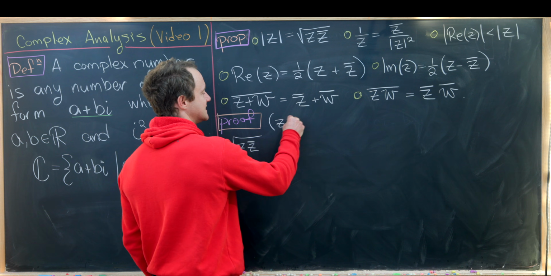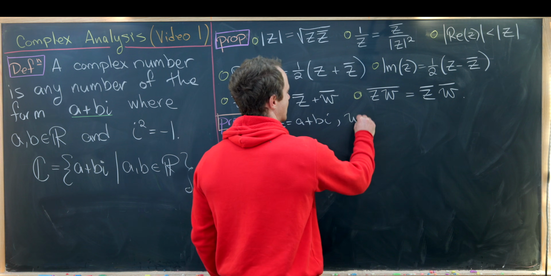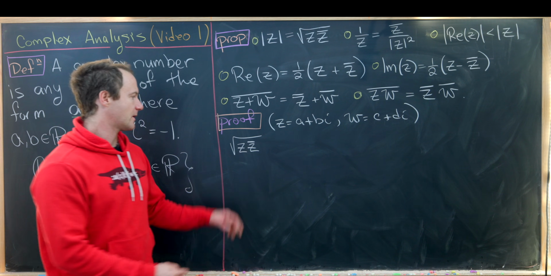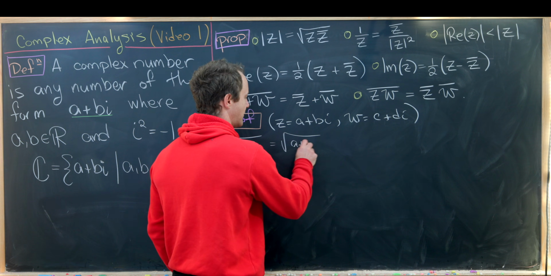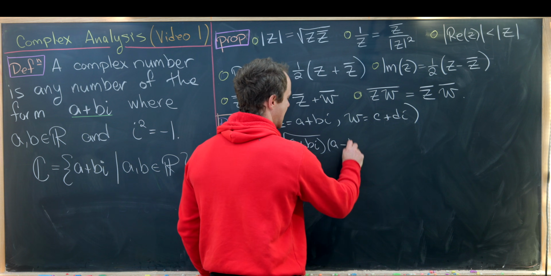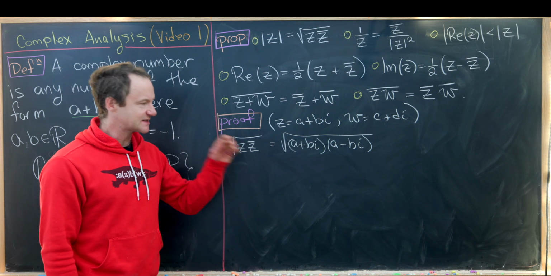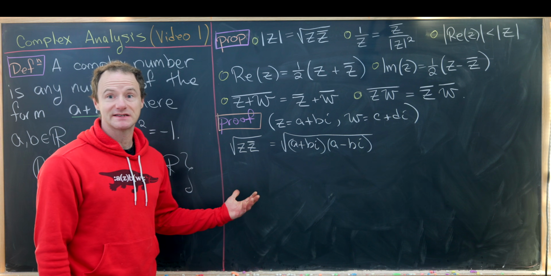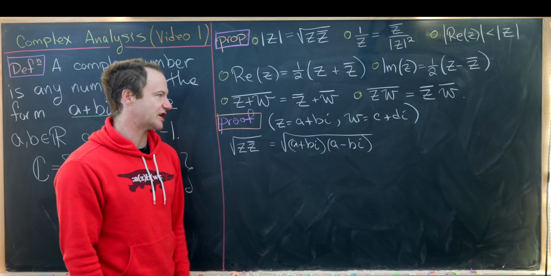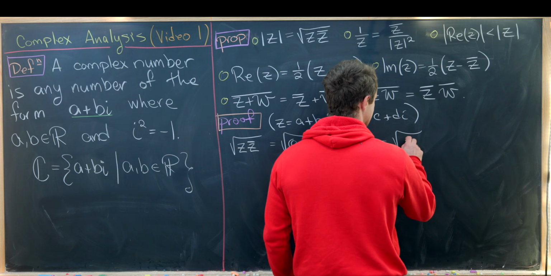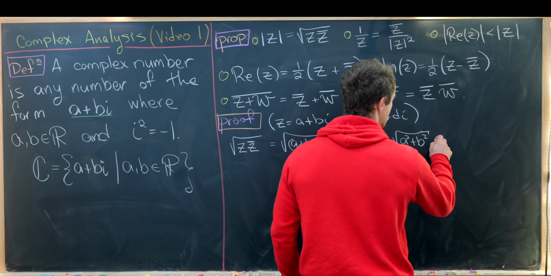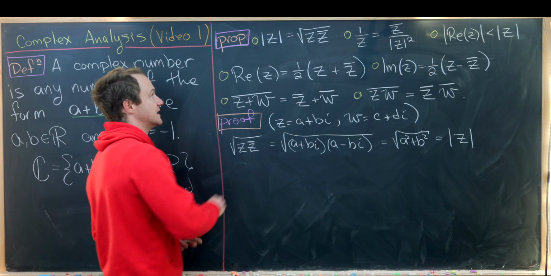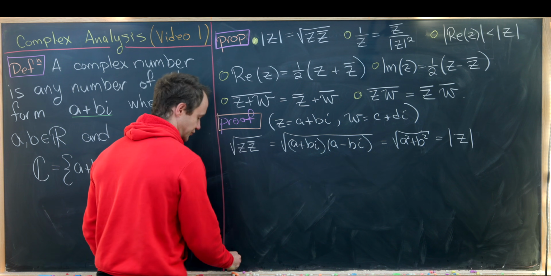Maybe throughout, let's set z equal to a plus bi, and we'll set w equal to c plus di, just like we did before. Okay, so that means we're going to have the square root of (a plus bi) times (a minus bi). But notice that's going to multiply out to a difference of squares scenario. We'll have a squared minus b squared i squared, but that i squared will change the minus to a plus. So this gives us the square root of a squared plus b squared, which is exactly equal to the modulus of z. Okay, so that's good. That means we've proved this first result.